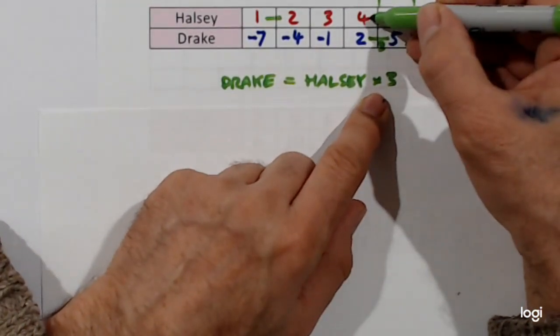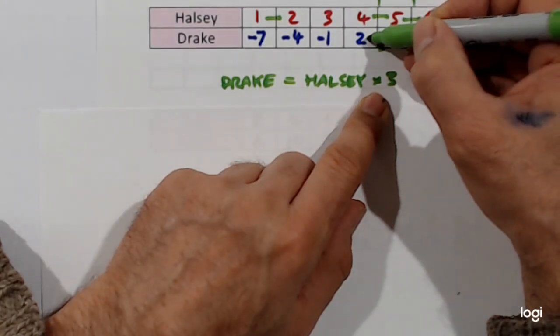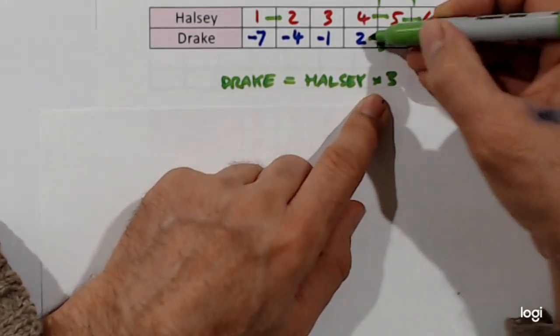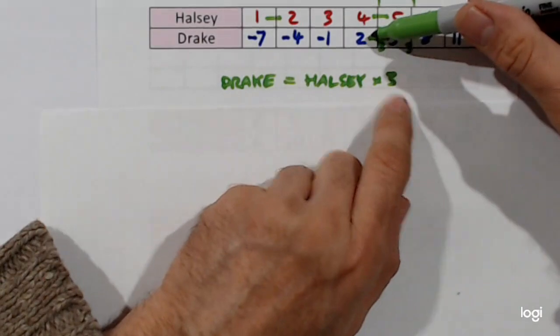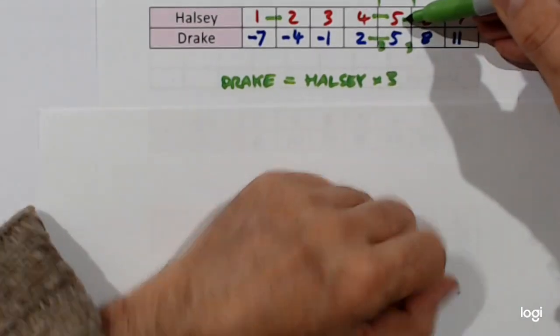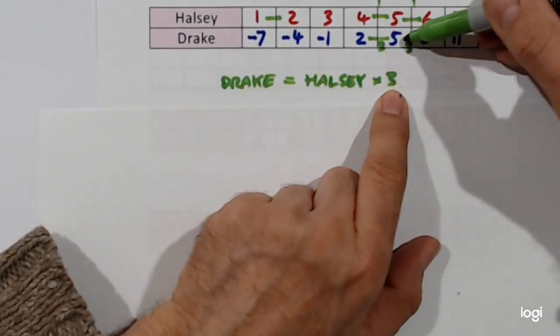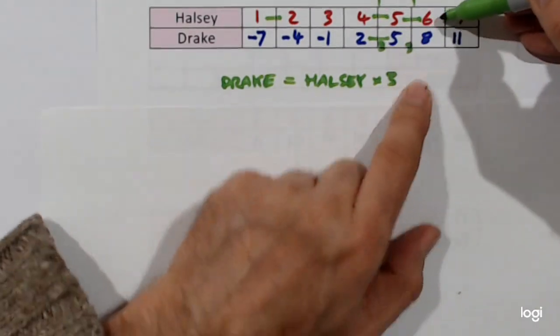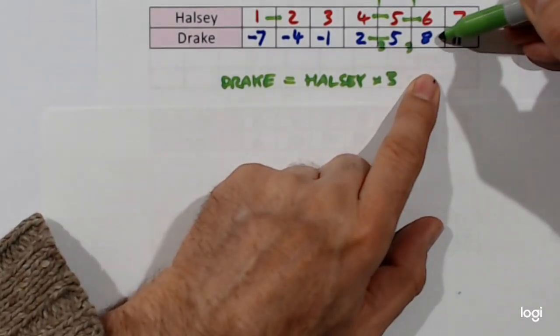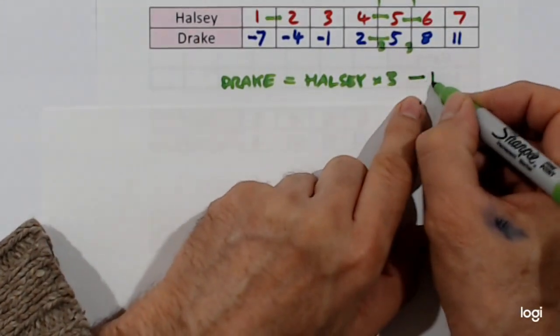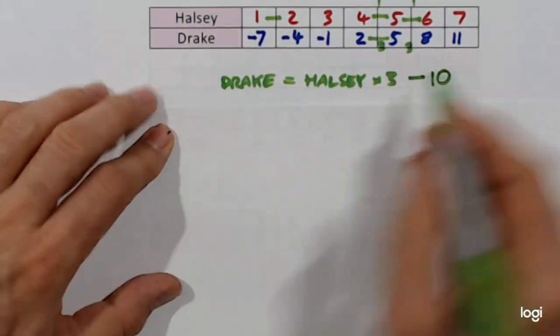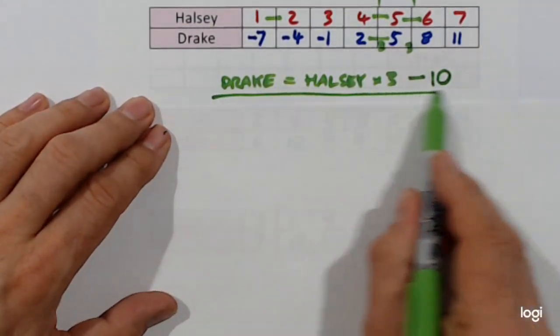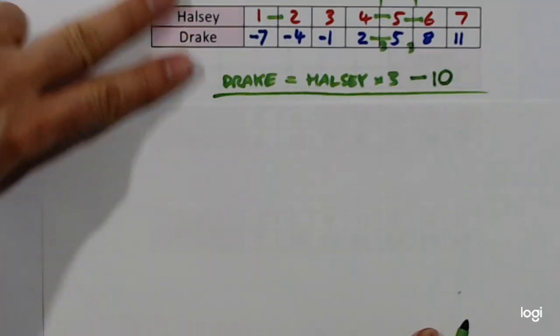4 times 3 is 12. You'd have to take away 10 to get back down to 2, right? Let's see if that still works. Taking away 10. 5 times 3 is 15. You'd have to take away 10 to get to 5, right? 6 times 3 is 18. You'd have to take away 10 to get to 8. So you've got to take away 10. That's the difference. There's your rule. 2 to go. You're almost finished.